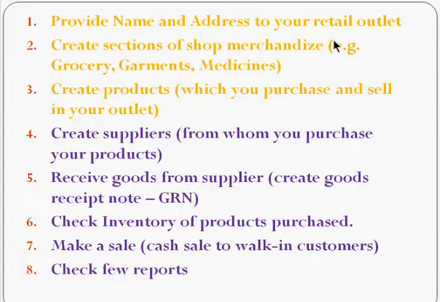So far we have done these steps. We have given name and address to our outlet. We have created two departments. We have created 4 products. Now we will move on with the next step.